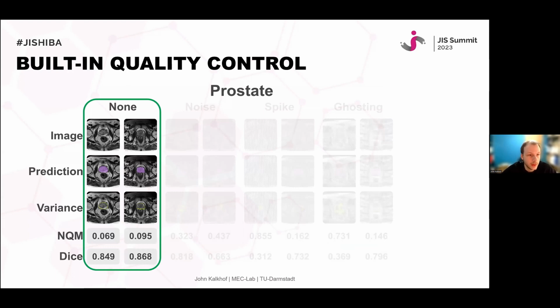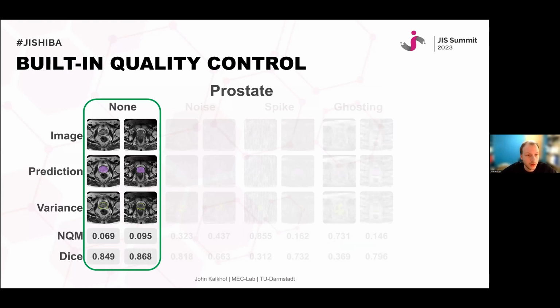So first of all, here we have an example. It's all prostate segmentation. In this case, we have the image on top, the prediction of the NCA in the middle, and then the variance on the bottom. And what we're seeing here is that in both cases, since there's no real domain shift, the model performs quite well. So there's not really much difference between the different predictions of the NCA.